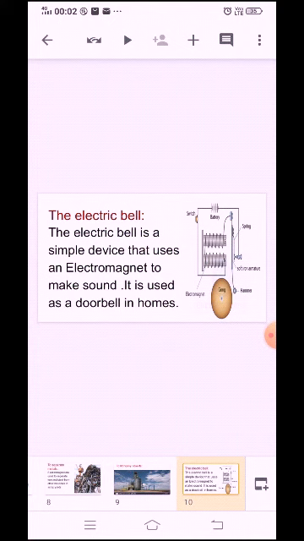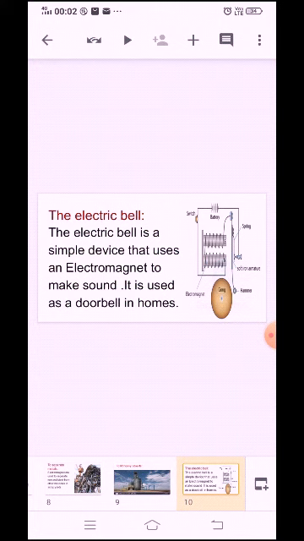Let us revise the topic. What is an electromagnet? A coil of wire wound around a magnetic core which acts as a magnet as long as an electric current flows through the coil is called an electromagnet. What are the uses of electromagnets? Electromagnets are used in many appliances. First one, in electrical appliances. Second, to separate metals. Third one, to lift heavy objects.